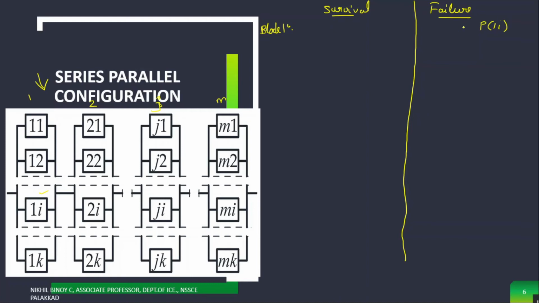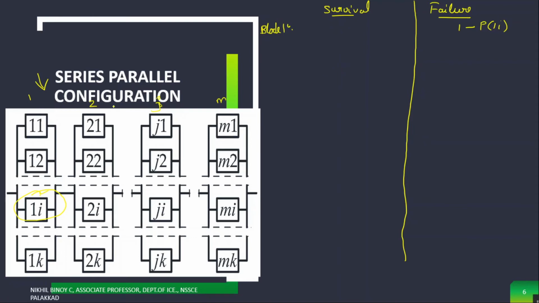No. This is survival. P of 1I is the survival. 1 minus P of 1I is the failure of the 1I element, this particular one. So P of 1I is the survival of this element. So if you are considering the failure, 1 minus P of 1I is the failure of that element.